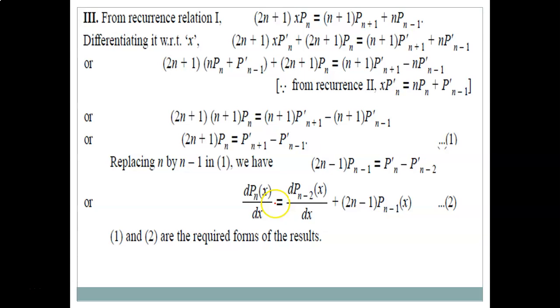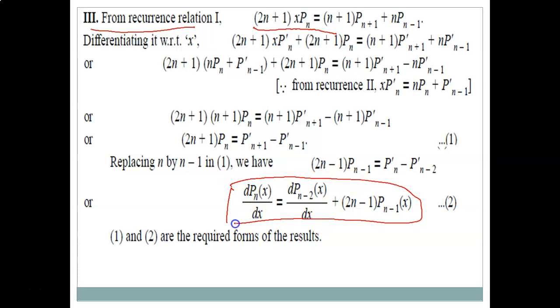Now the third. Actually the statement of the third was missing in the first slide. So in fact the third relation we wanted to establish is this one. In fact these relations can be derived from the already proved relations.